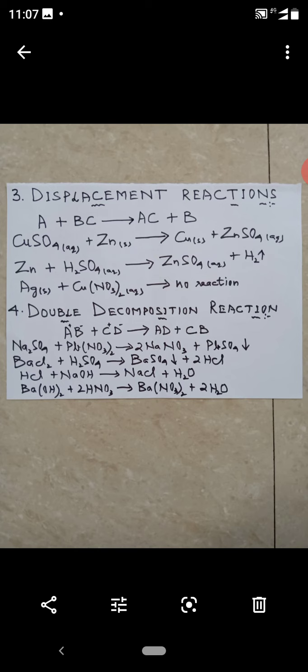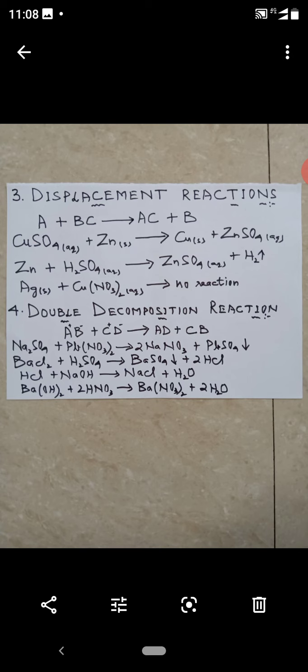Another reaction I have given you is when zinc reacts with sulfuric acid, it gives ZnSO4 and H2. Got it? So here one thing you remember, students. You have to remember the metal activity series, which I have already told you earlier. I told you a particular poem. You have to remember it.